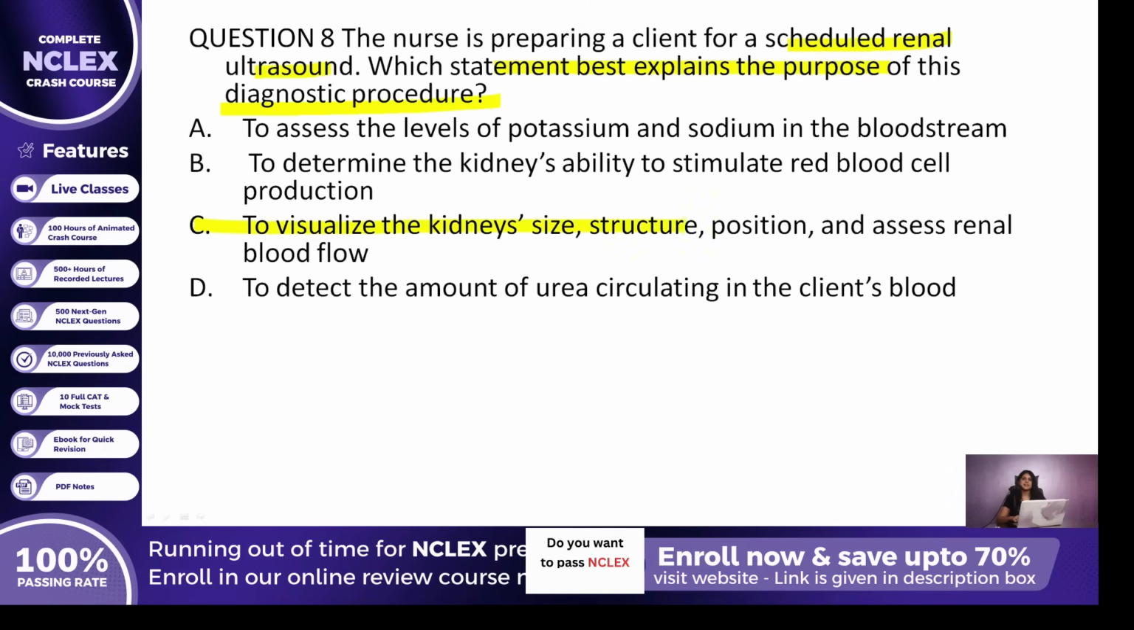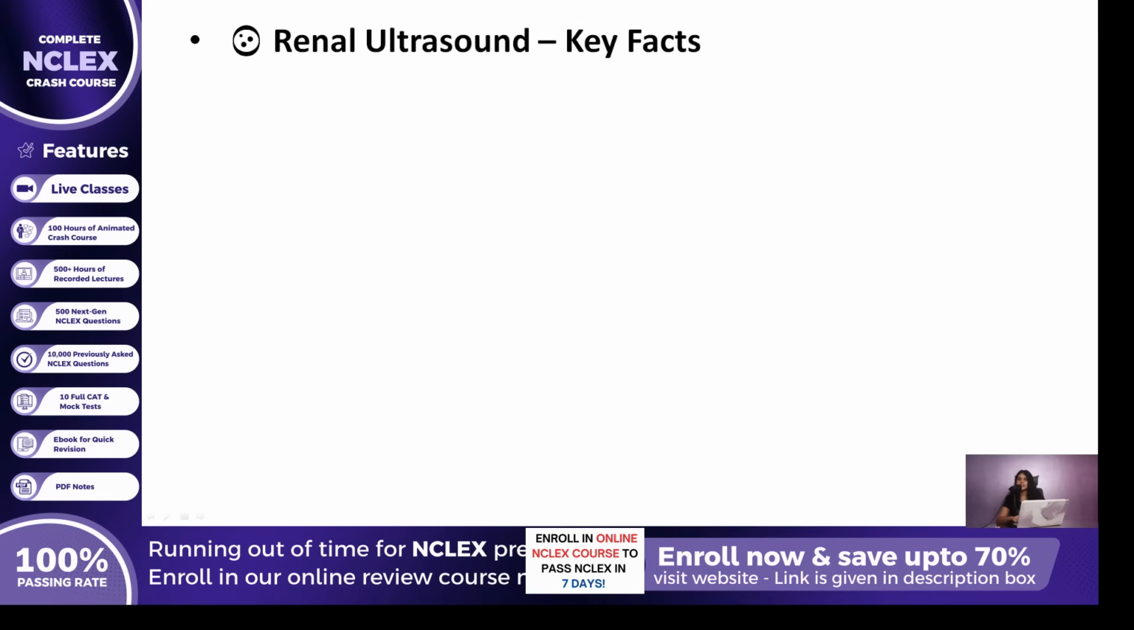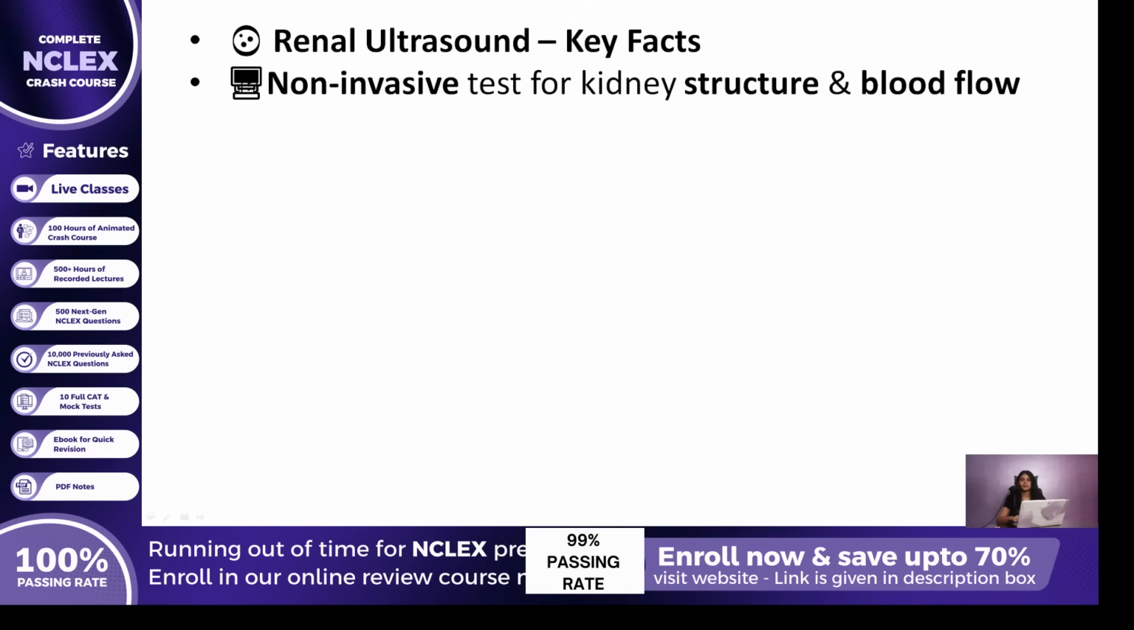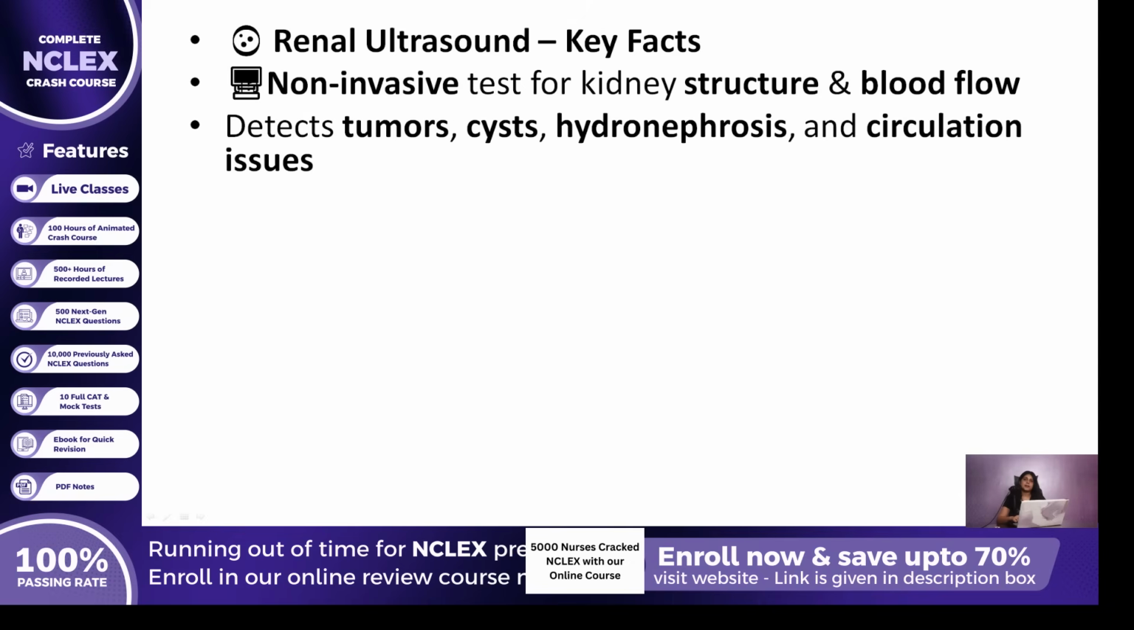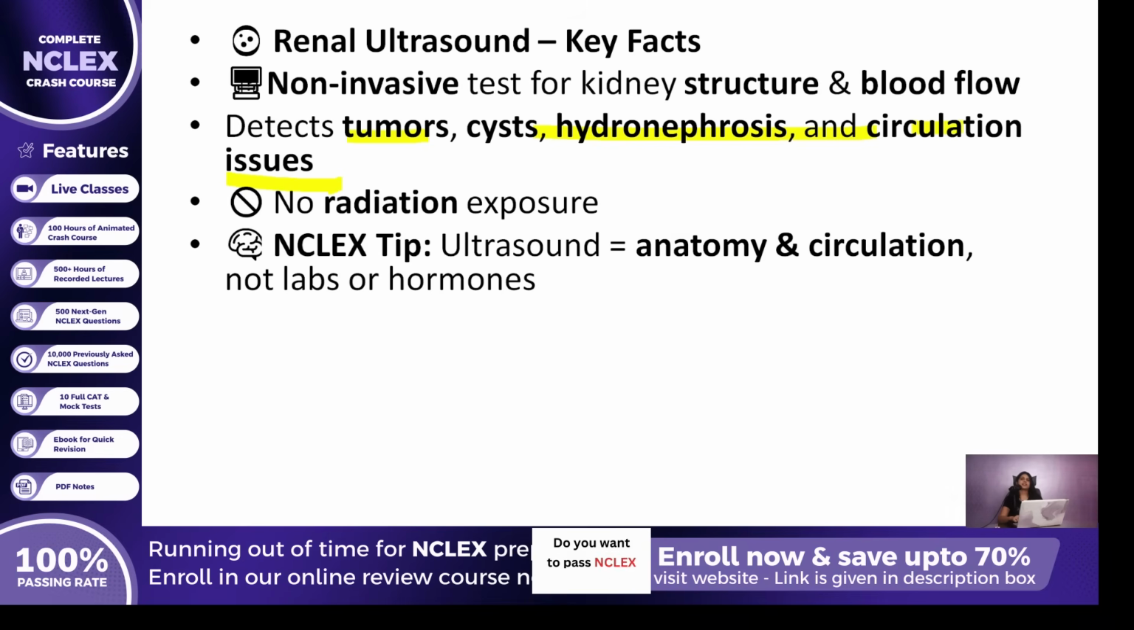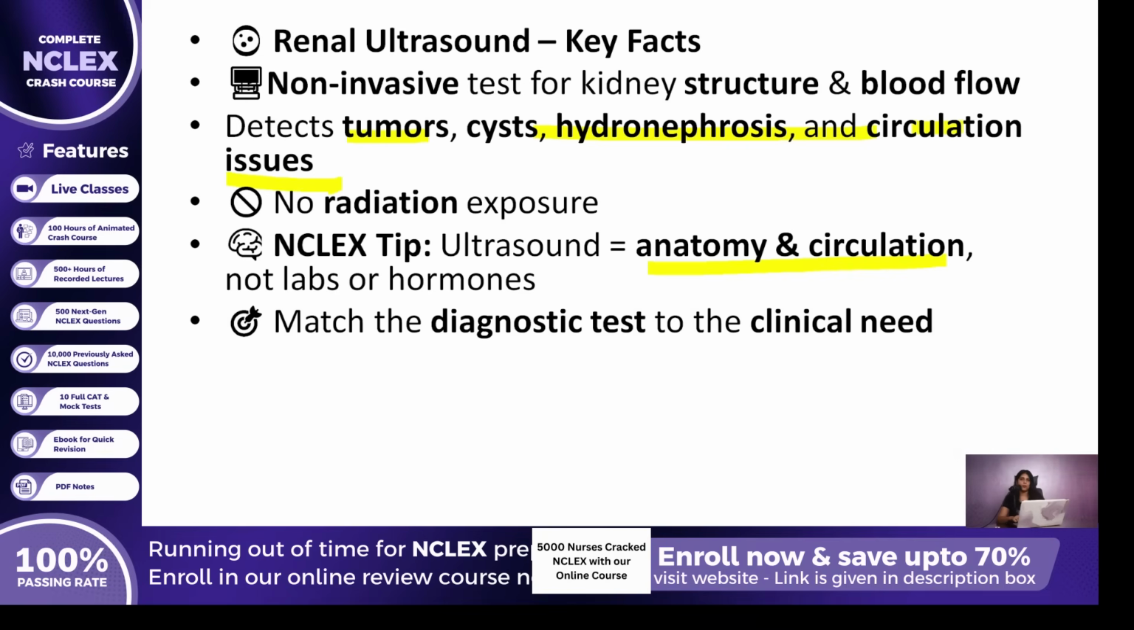To visualize the kidney's size, structure, position, and assess renal blood flow. A renal ultrasound is a non-invasive test used to examine kidney anatomy and circulation. It helps detect abnormalities like tumors, cysts, hydronephrosis, and blood flow issues, without involving radiation. NCLEX tip: Renal ultrasound equals structural and vascular assessment, not chemical or hormonal function. Always know which diagnostic test matches the clinical goal.